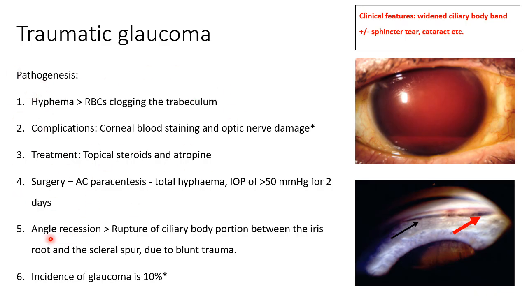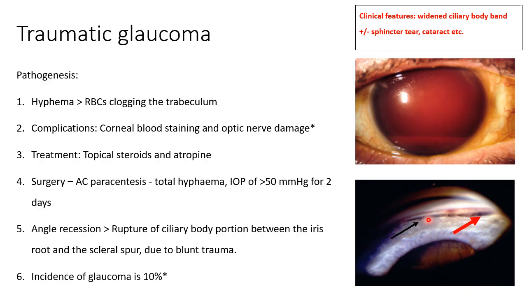Another mechanism is angle recession. Now, this also happens in cases of blunt trauma. So, what happens is that the ciliary body ruptures at the iris root, right? So, rupture of ciliary body between the iris root and the scleral spur due to blunt trauma, as a result of which on gonioscopy you see a widened, see it has ruptured, no, it has detached from the iris root. So the ciliary body band widens, right? More of the ciliary body band becomes visible.